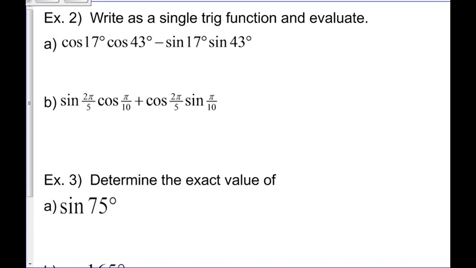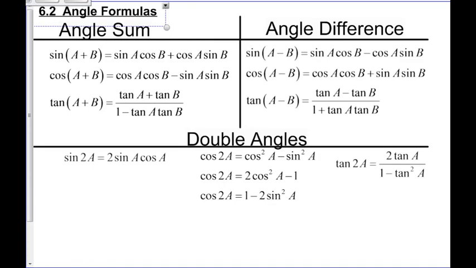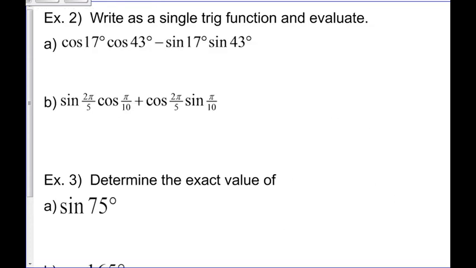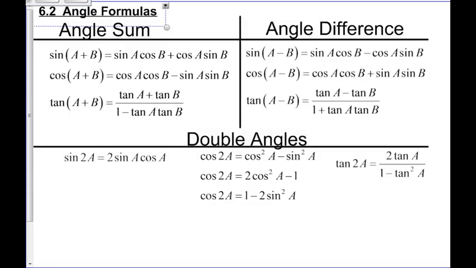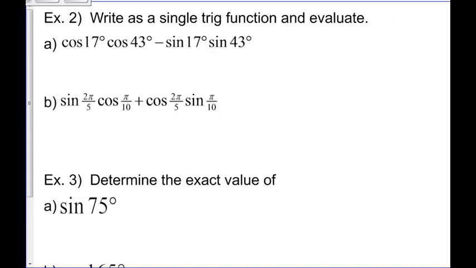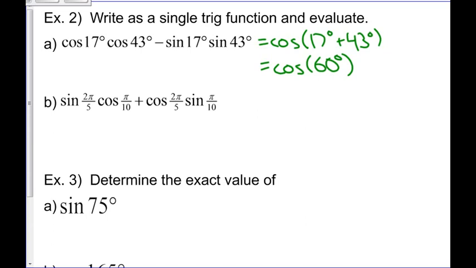So here we've got cos 17, cos 43 minus sine 17, sine 43. It would be great if we could make that into a more straightforward expression. So I have to look for that type of formula on my angle, sum, and difference formulas. So it was cos cos minus sine sine. Where's that? Right here. It's angle sum for cosine. Which means I can rewrite this as the cosine of 17 degrees plus 43 degrees, which is the cosine of 60. And we know that the cosine of 60 is a half.